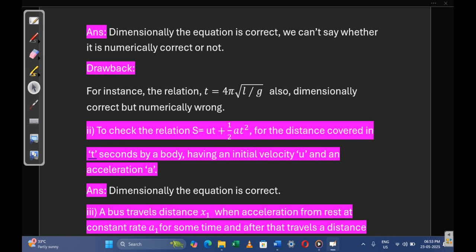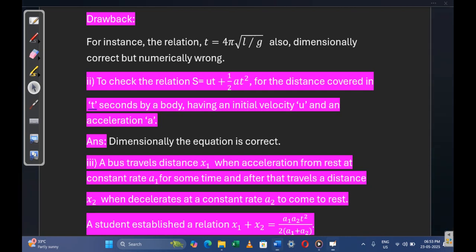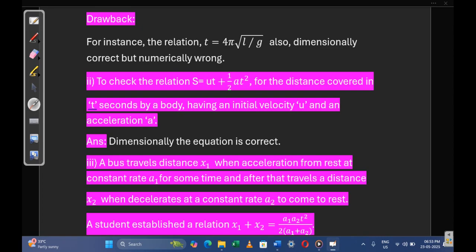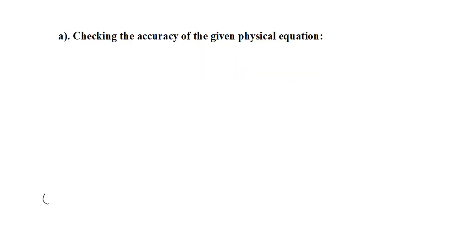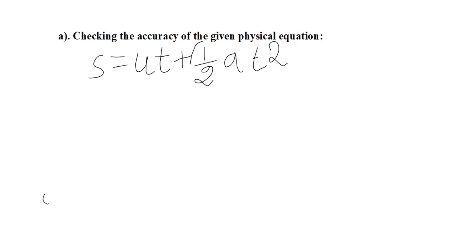Next one is checking the relation S is equal to ut plus half at square. S is the distance covered in t seconds, u is initial velocity and a is acceleration. Let us find out whether this equation is correct or not. The equation is S is equal to ut plus half a t square. Just now we discussed that we can't get the values of constants by using this homogeneity principle or writing dimensional formulas. Here we can prove LHS is equal to RHS.